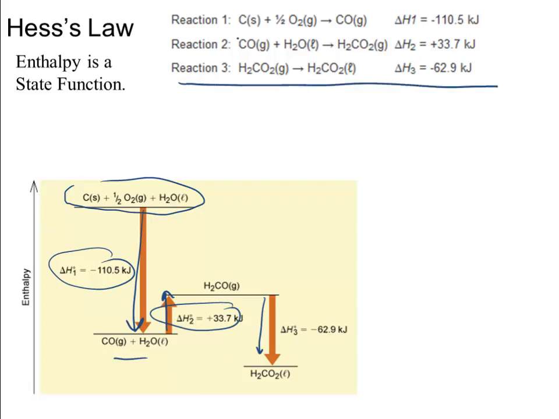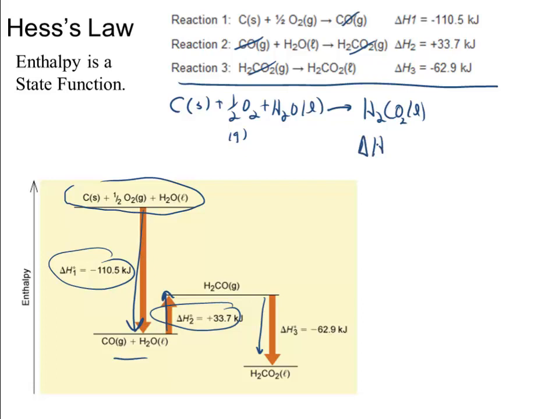And if you do that, notice certain things will cancel. You have a CO here and a CO here, they cancel. You have a formaldehyde in the gas phase there and there, they cancel. So your net reaction is carbon solid plus 1/2 O2 in the gas phase plus a water in the liquid phase goes to make formaldehyde in the liquid phase. And delta H for that is going to equal the sum of the delta H's for these reactions that we added up together. So we have this new reaction here, which we've never actually done.